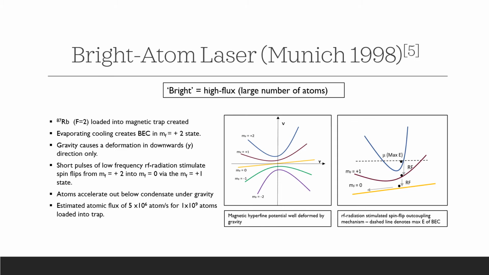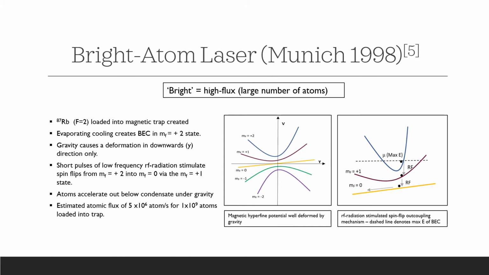The result is that a trap forms in the mF=+2 state, shown in the figure. Therefore, the group loaded atoms into this trap and used evaporative cooling in order to form the Bose-Einstein condensate in the mF=+2 state. Now, atoms, unlike photons, have mass. Therefore, they feel the effect of gravity. What this means is that the potential well is deformed in the direction down from the center of the Bose-Einstein condensate, which here is defined as the y direction. The xz plane can be pictured as the horizontal plane through the middle of the condensate, and here the wells would be symmetric and without this tilt.